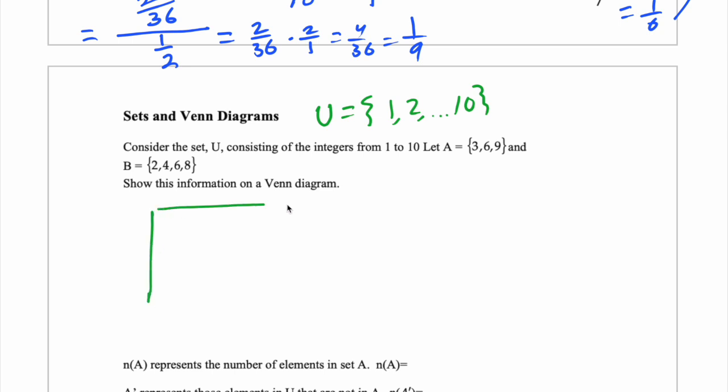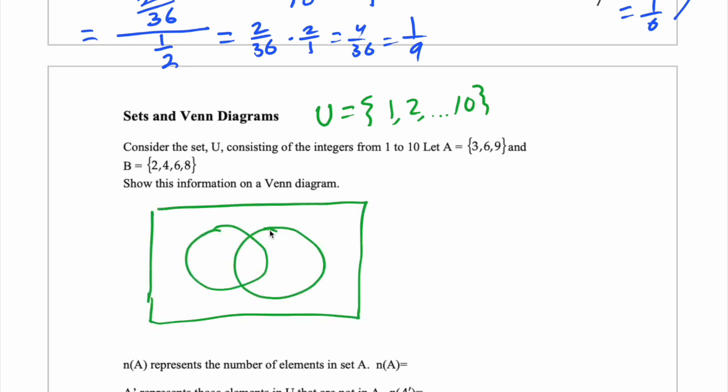Show this information in a Venn diagram. So a Venn diagram consists of 2 or 3, possibly more, circles. I guess I can write U on the outside here. So let's look at the middle, which we call the intersection first. Which numbers are in common? 3, 6, 9. Only 6 is in common. And the other numbers that are in A are 3 and 9. And for B, we have 2, 4, 8.